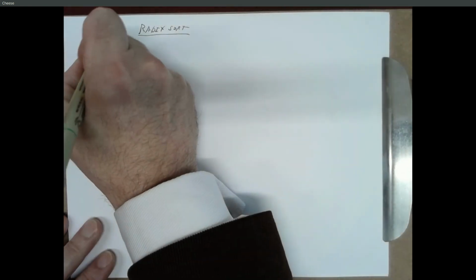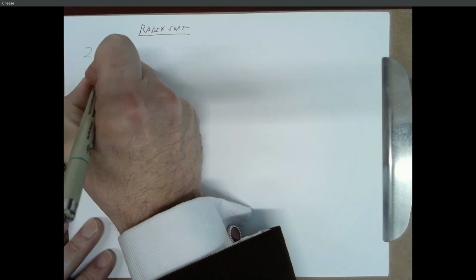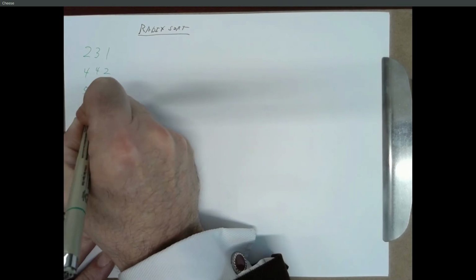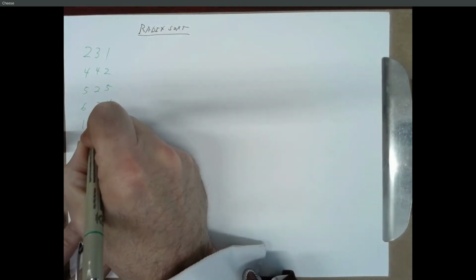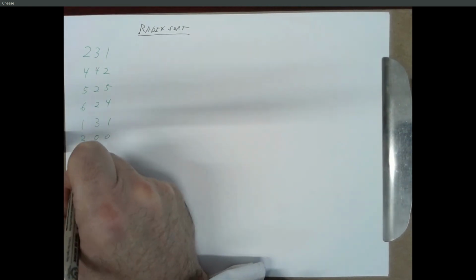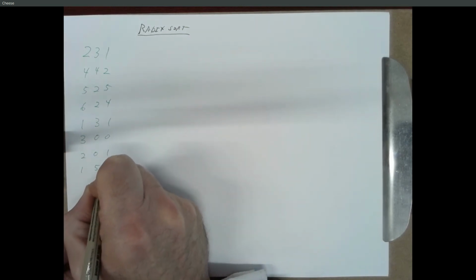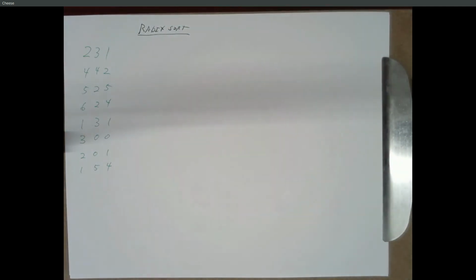And Radix Sort kind of looks like it's order n. It's really not, but it kind of looks like that. So let's put some numbers down. I don't know if that'll be a fun sort or not, but we'll just go with those numbers to begin with.